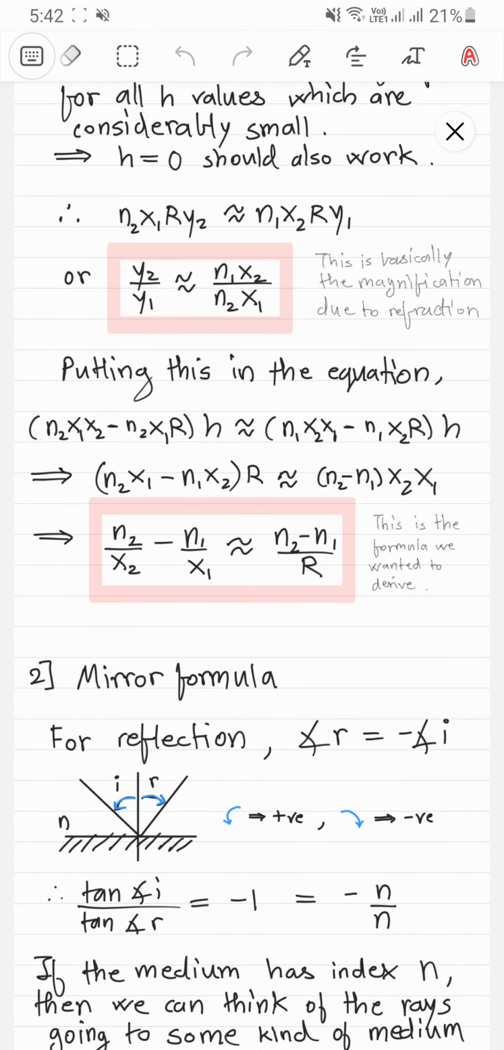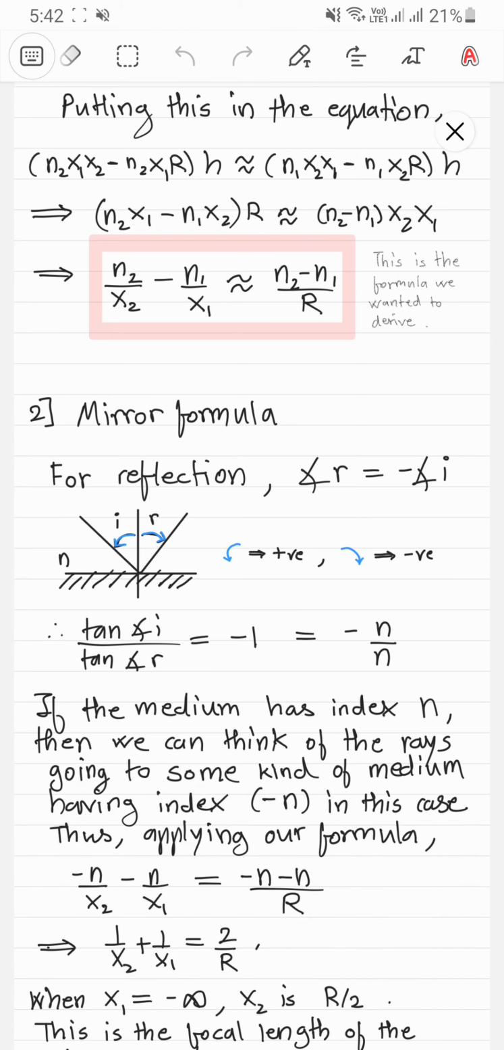This first formula I didn't actually understand the significance of until I saw it in my booklet, and then I thought, okay, we'll also see how useful this formula is. So this is the magnification due to refraction, right? And then this is the actual formula that I wanted to prove, right? And from here everything falls out very quickly, because you can easily prove the mirror formula, then the lens formula, and all kinds of different things.